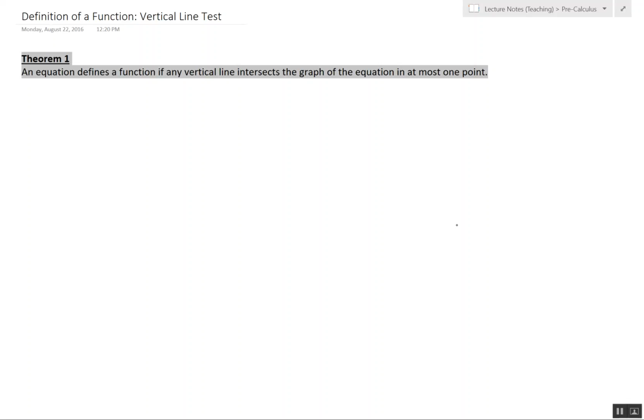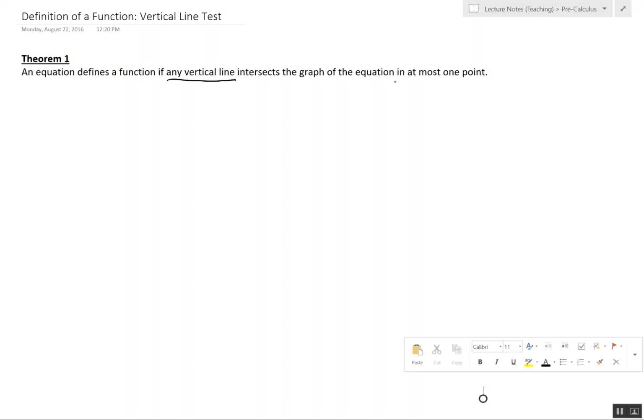So there's a theorem in this book that says that an equation defines a function if any vertical line intersects the graph of the equation in at most one point. There's two important bits to this theorem: we have any vertical line, and in at most one point. So let's look at these separately.